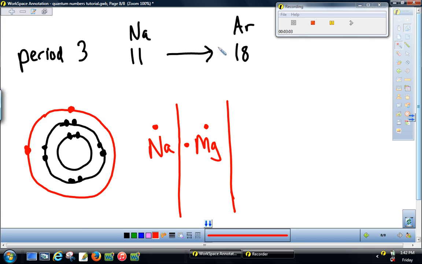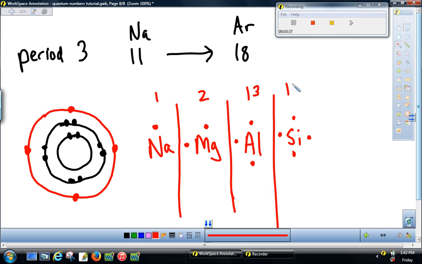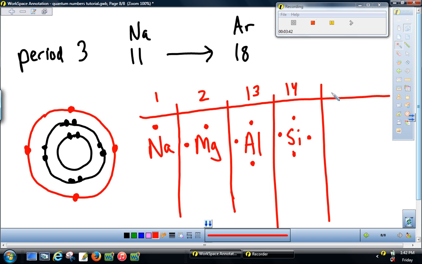If I go over to element 13, aluminum has 13 protons, 13 electrons, so aluminum adds 1 to the 3p, so 2 in the 3s plus 1 in the 3p. So aluminum would have 3 dots. And if I look at the one next to that, silicon has a 14th electron, so we add it to the outside, making it 3s2, 3p2. And so there are 4 electrons in the third energy level. So we do this group 1, group 2, group 13, group 14. And I'm probably going to run out of room, but you'll get the pattern.